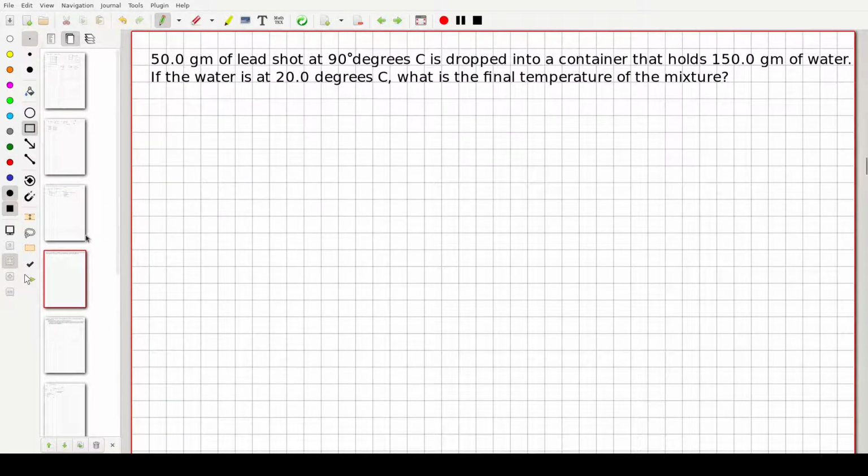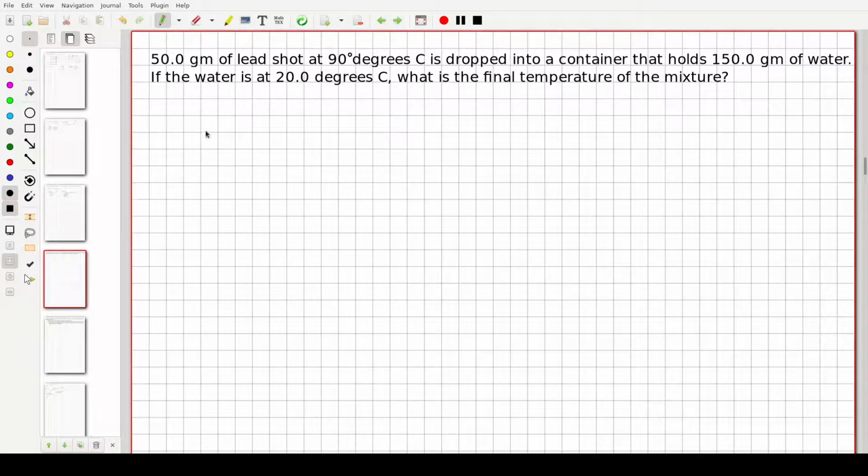Now, here's another example. I have 50 grams of lead shot that's at 90 degrees Celsius, and it's been dropped into a container that holds 150 grams of water. Now, the water's initial temperature is 20 degrees Celsius. What I want to know is, when I drop this in and let things come to thermal equilibrium, what is the final temperature going to be?